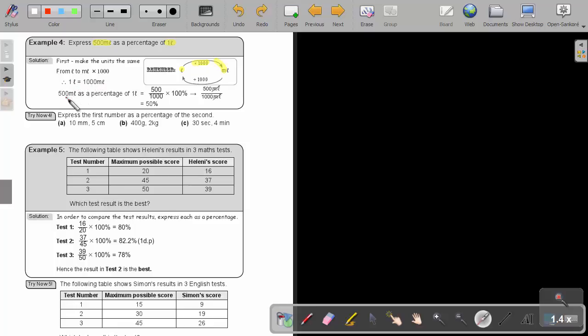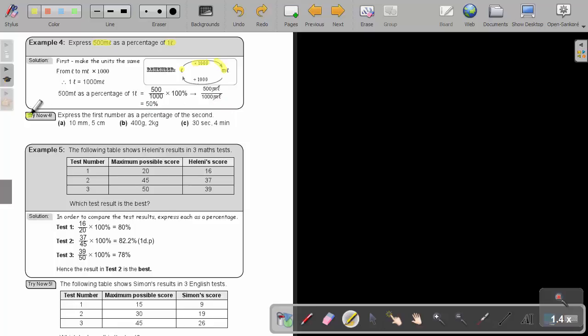Now, I want to express the 500 milliliters as a percentage of 1 liter or 1,000 milliliters. So this will be 500 over 1,000, and I make it a percentage by multiplying with 100%. Can you see what's happening then? The units will cancel out, and I'm left with 50%.